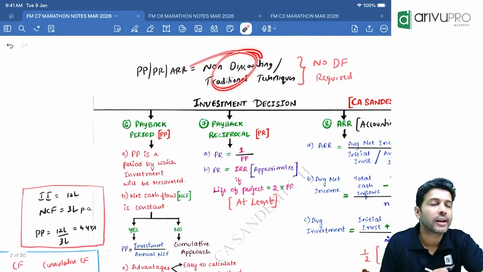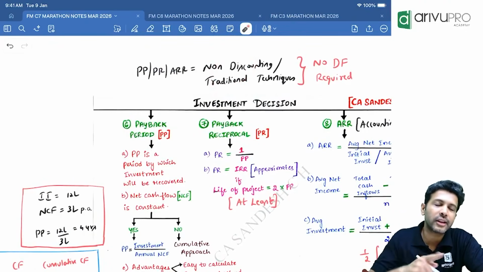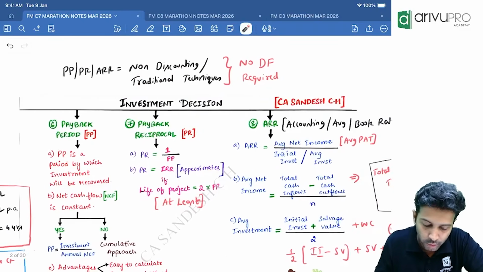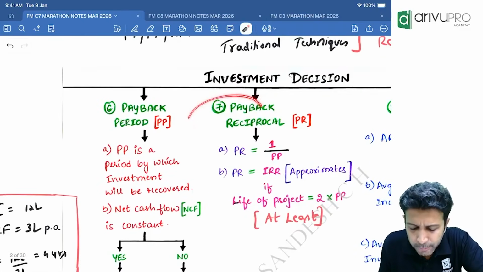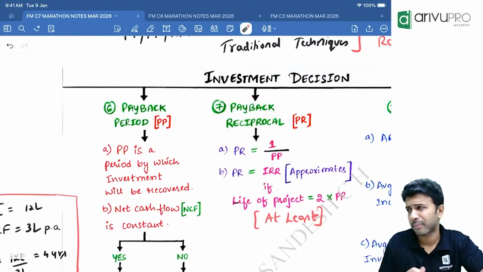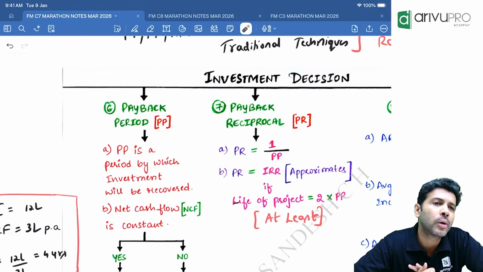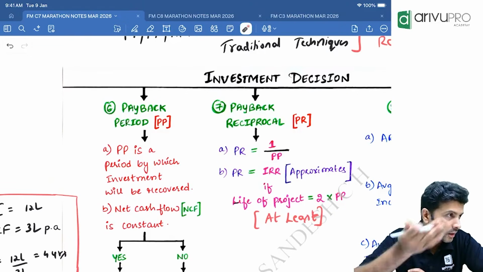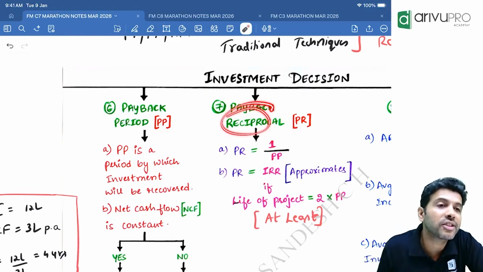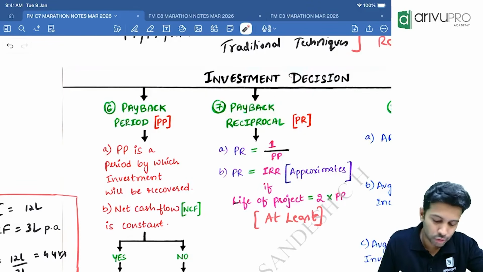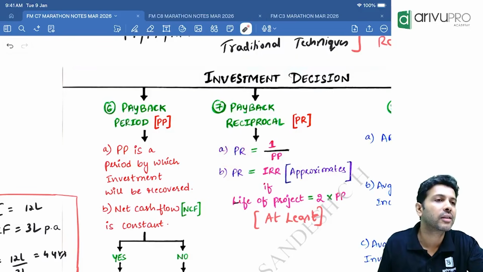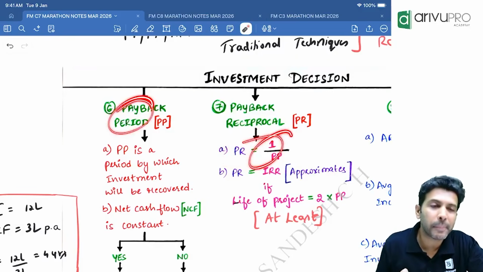Under traditional technique only or non-discounting technique only, there is one more method called ARR. Or maybe I'll cover off this first. This is not really a technique. It is just an extension. Payback reciprocal. People, you have done maths. How do you get reciprocal? Ulta. Reverse. So payback reciprocal means it will be reverse of payback period. So payback reciprocal, how do you get? PR. 1 divided by payback period.